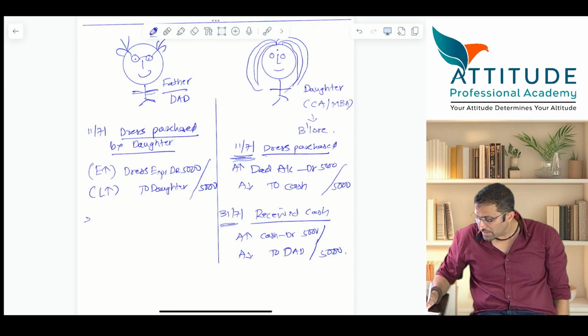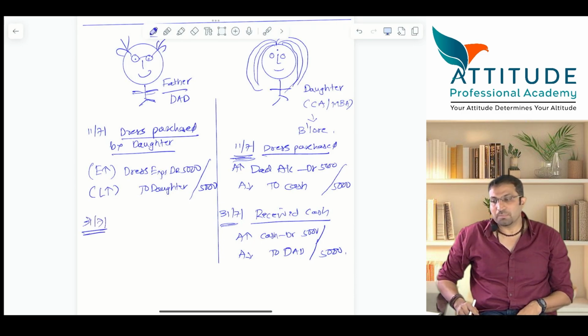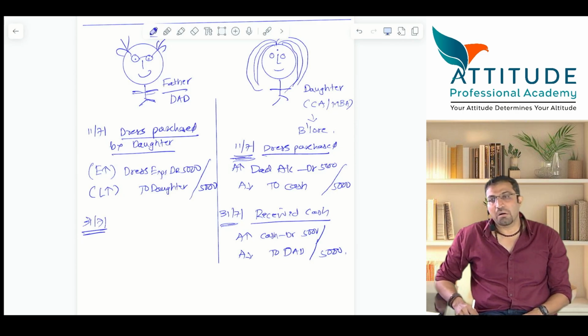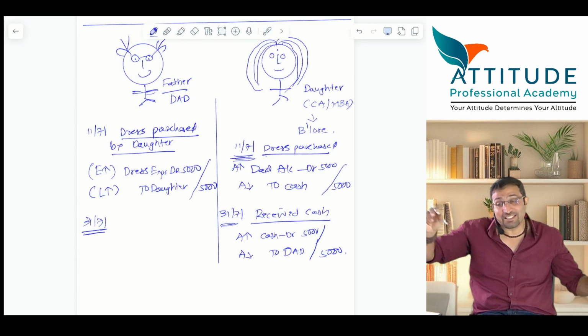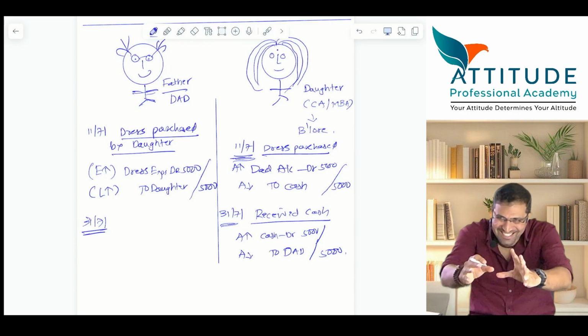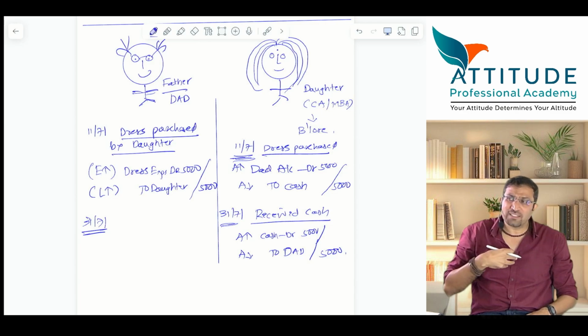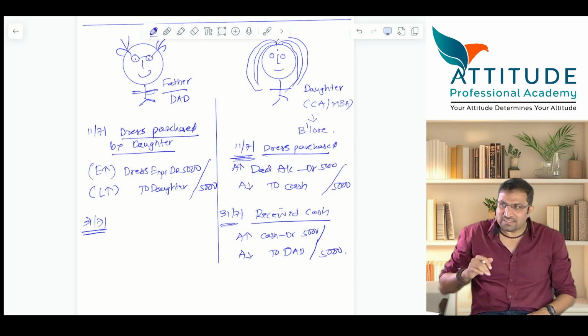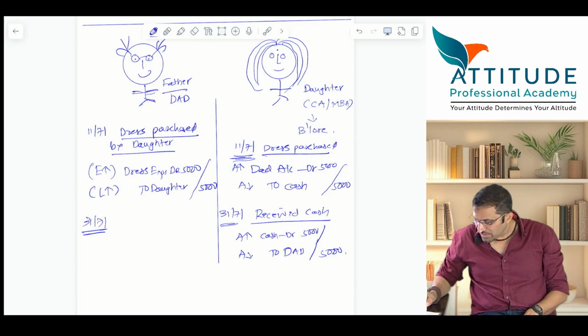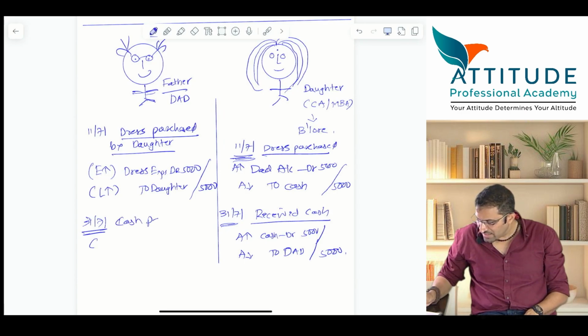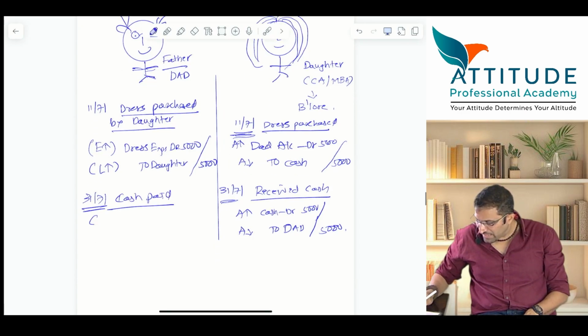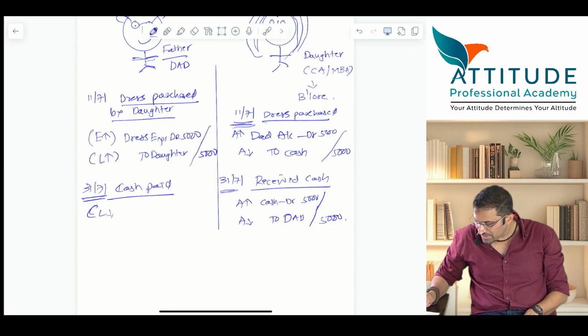Now, come 31st, 7. What am I telling? You come, you say hi, hello, you have shown the dress. I say, okay, I have to pay you cash, take this cash. Now look from my angle, look from father's angle. My liability reduces. So, liability, cash paid here. Cash not received, cash paid. Okay, my liability reduces.